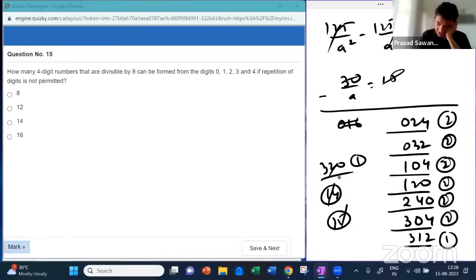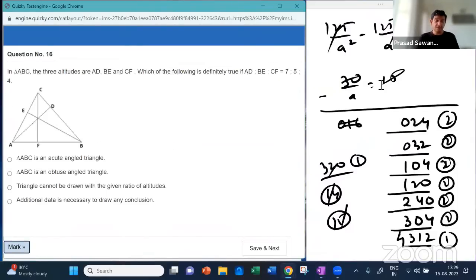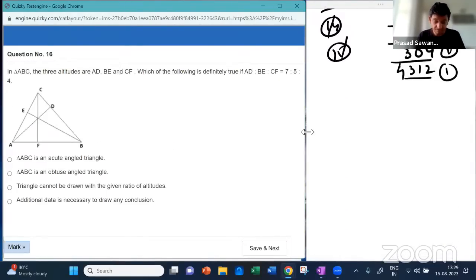Are all these numbers multiples of 8? 312 is fine, 240 is fine, 120 is fine, 104 is 13 8s are 104, and these are also fine. 4-digit numbers, no? I'm getting 14 for some reason, I don't know. 4312 will work here. Okay, I don't know, I'll go for 16 maybe and then see what happens. Okay, how much time is left? 14 minutes are left. Okay.